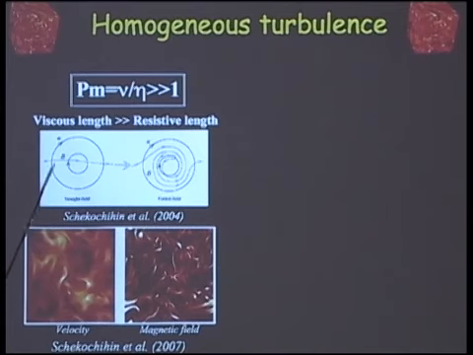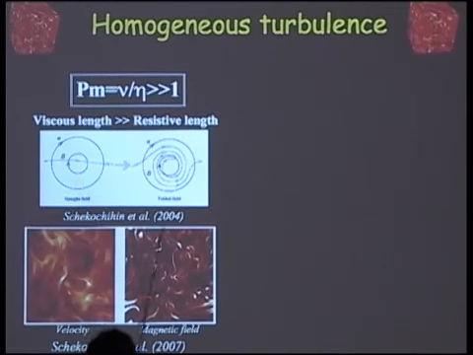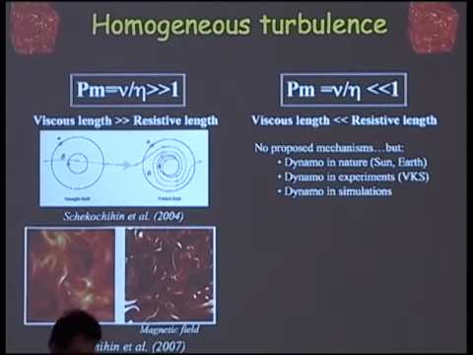And the reason why they easily see dynamo is that in this situation, the viscous length is much larger than the resistive length. So you have large eddies in your flow, and you can roll up the magnetic field in these large eddies and stretch it and make the magnetic field grow in these eddies. So you have an efficient way of amplifying the magnetic field. You don't have such a situation in the low Prandtl number regime. And there is no such mechanism that you can translate into this regime yet.